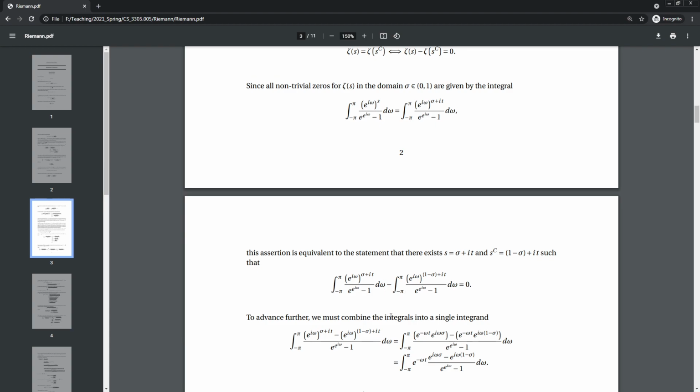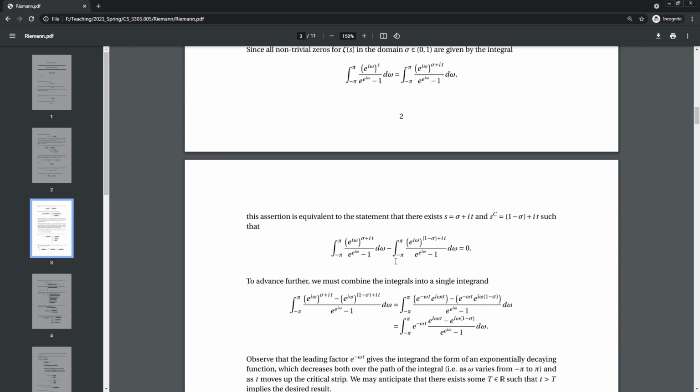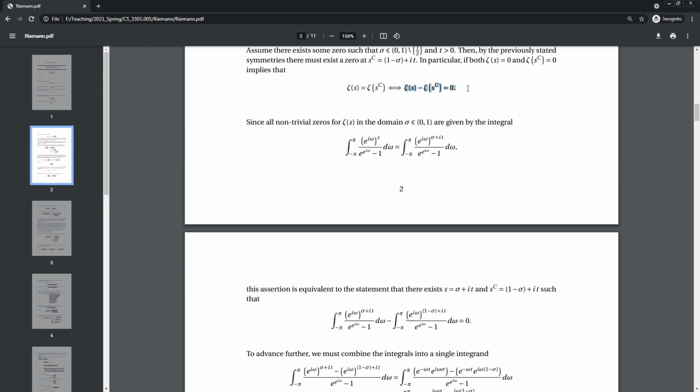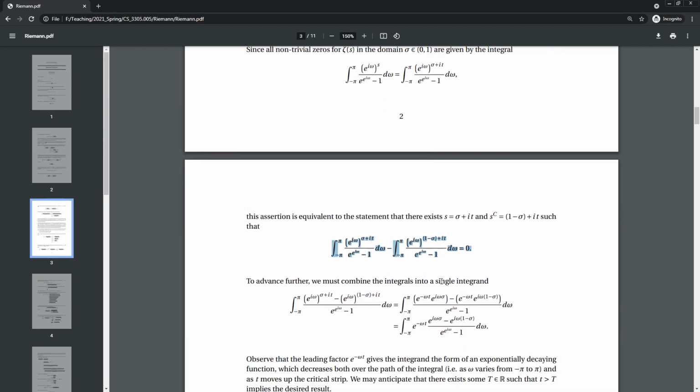And we can do that because the integrand converges. It converges over this range, converges everywhere. So to advance further, we have to combine them. So we've now represented this by this. And now we combine them into a single one. They have a common denominator, they have common endpoints. It actually turns out to be really simple to combine them.